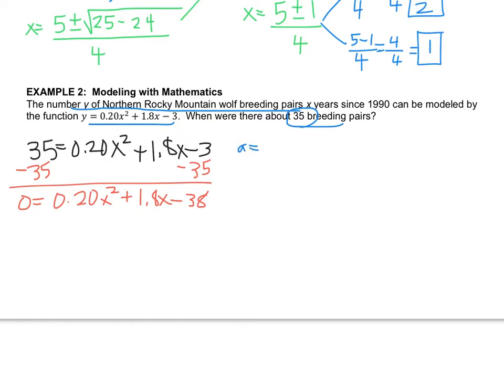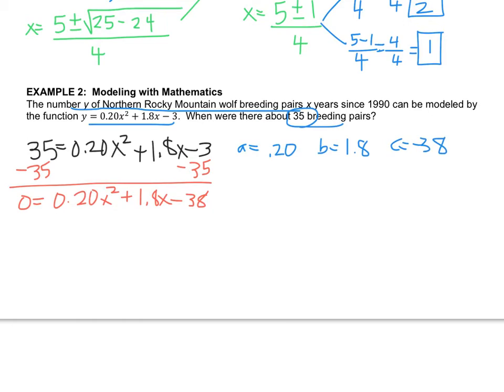A is 0.20, B is 1.8, and C is negative 38. You see how if I didn't bring that 35 over, my C would have been wrong. So now let's just crank it through the formula.